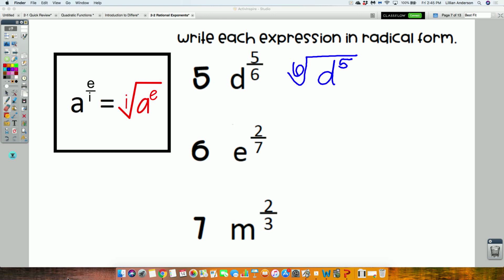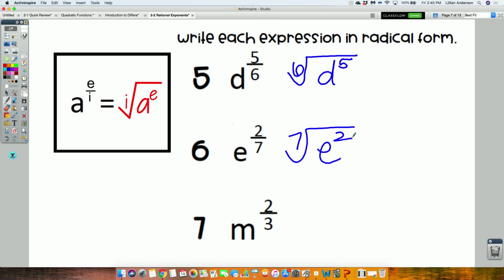Number 6. 7th root e to the 2nd. For this, we would not be able to solve it any further. You are correct. Because first off, for every single one of these, the numerator is smaller than the denominator. If it was the other way around, we could say, oh, we can pull out a group of 5 or a group of whatever, just like how we did before. The last one would be what? Cube root m squared. Simple enough, yes?